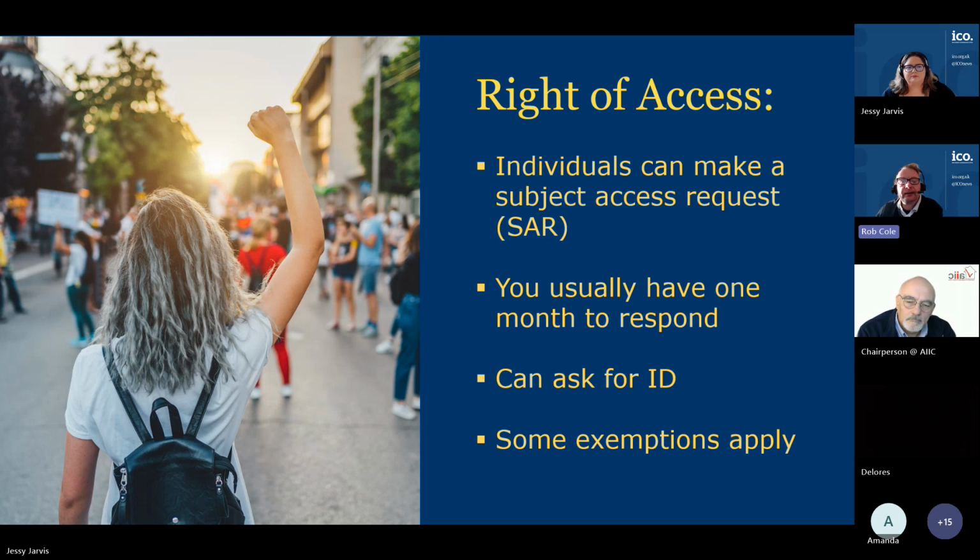It can be extended by up to 2 further months if the request is complex or if multiple requests are received. And the individual must be informed if you're going to extend the time period within the first month, and told why the extension is necessary.